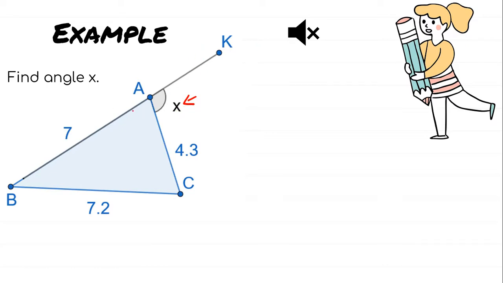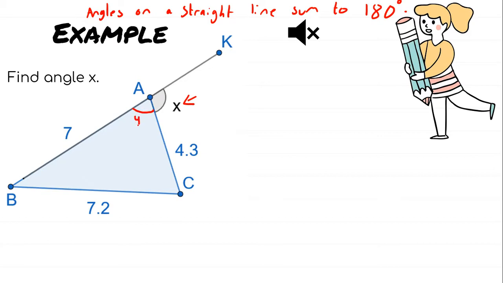Now, there's some things we know. We know that angles on a straight line sum to, do you remember? What do angles on this straight line add up to? 180 degrees. So if we knew what this angle here was, if we knew angle Y, we'd be able to work out angle X. So for example, say this angle here was 80, then X would have to be 100 in order for the two numbers to add up to 180.